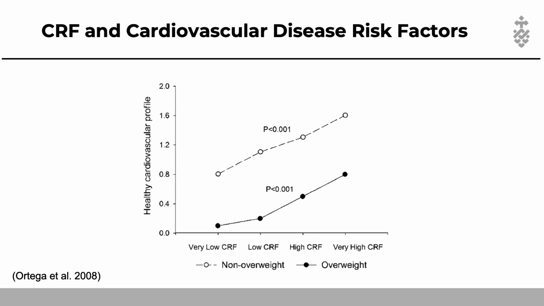Now, if we have a look at these results from a study by Ortega, they analyzed the association between cardiovascular profile, so healthy cardiovascular profile, and cardiorespiratory fitness in overweight and non-overweight adolescents. So a higher score in that cardiovascular profile, a higher score on the y-axis, implies a healthier cardiovascular system. Now, the results from this study actually indicate that high levels of aerobic fitness, so high cardiorespiratory fitness to very high CRF, are associated with more favorable cardiovascular profiles in both overweight as well as non-overweight subjects.